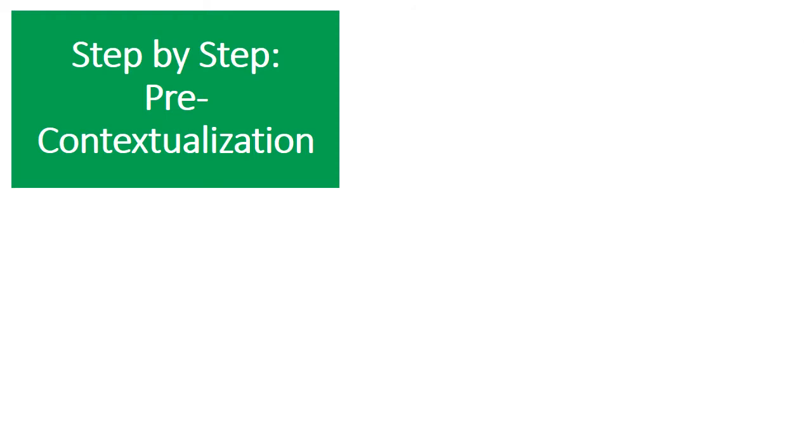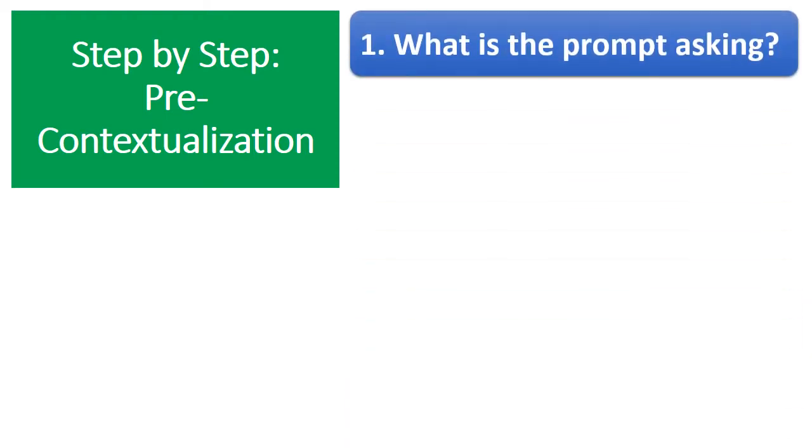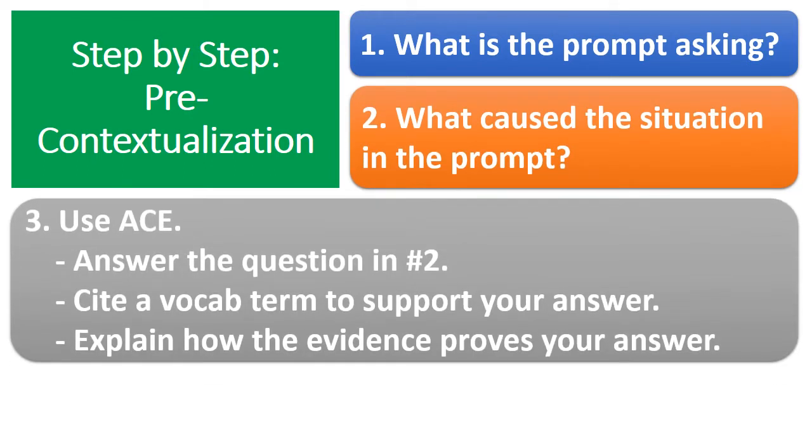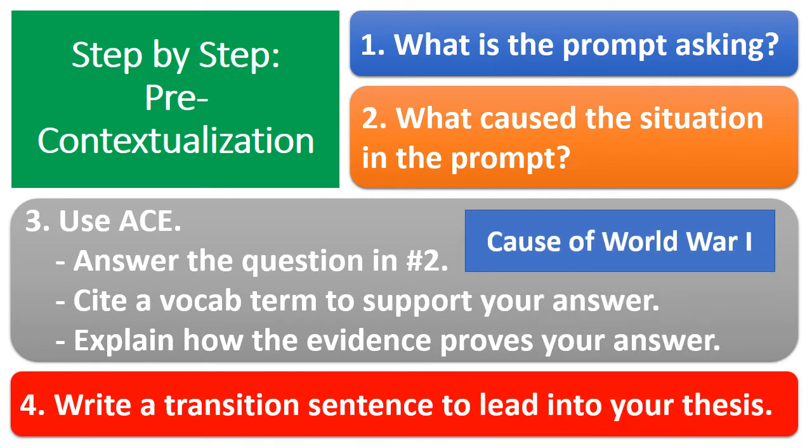All right, let's do our pre-context first. Remember to look first at what the prompt is asking for. It's the causes of U.S. entry into World War I. So what causes the situation in the prompt? You're going to go ahead and ace that situation. So the best thing to do here is think about what was the cause of World War I, and that would be your pre-context. What caused the conflict that eventually will pull the United States into the Great War? So what are the causes of World War I? Think about one of those main causes and write a transition sentence after you've aced that particular cause.